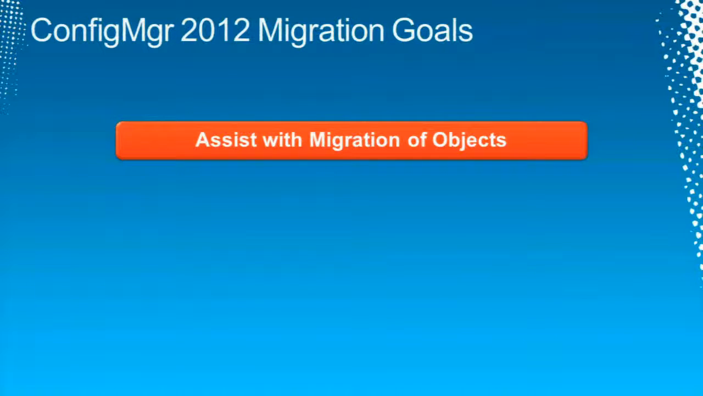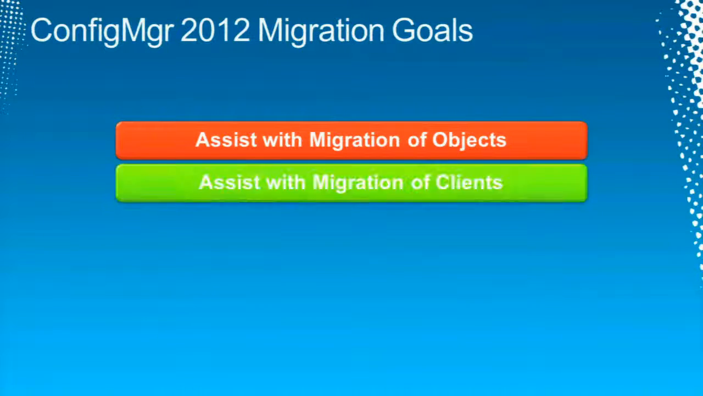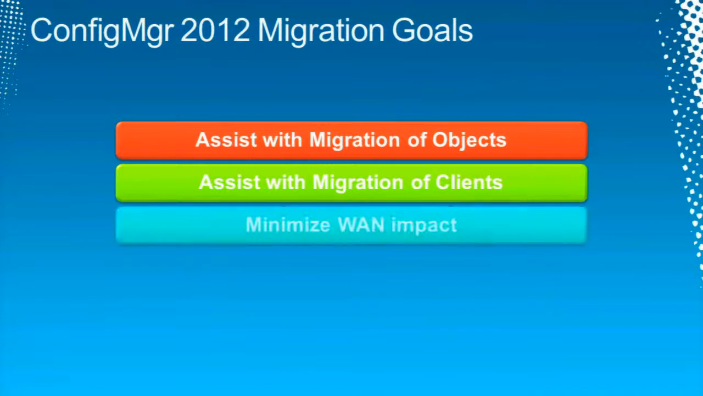So our goals with migration are assist you with the migration of objects. Again, we never did that in 2003 to 2007. We now think we have a very good story on how you can do that migration, how you can get your objects migrated over. Assist you with the migration of clients. Really, it's you upgrade clients using any of the methods you used before. Whatever method you like to use, you can still use those same methods to upgrade your clients, but we'll show you what the status is on that process.